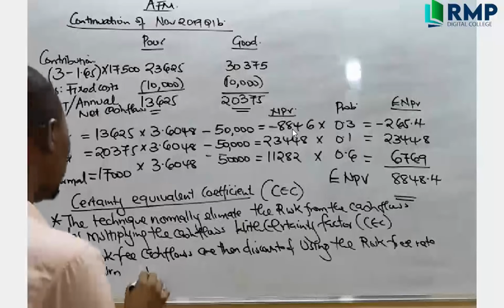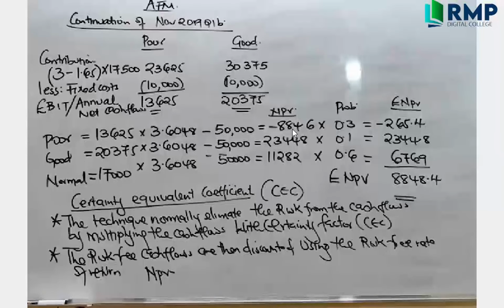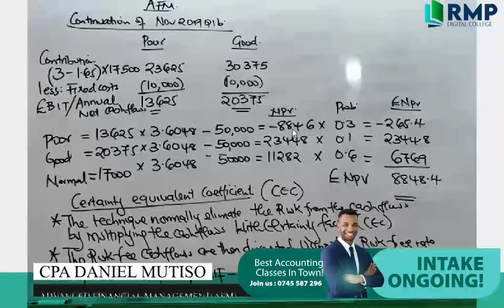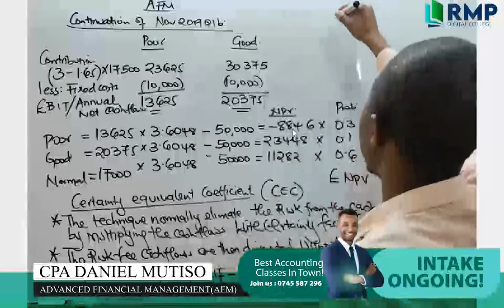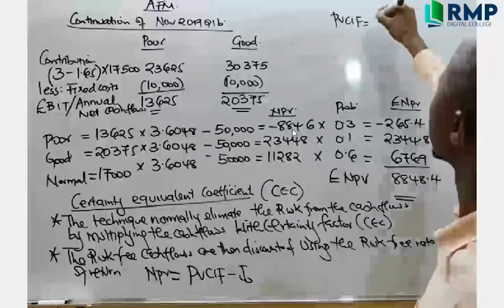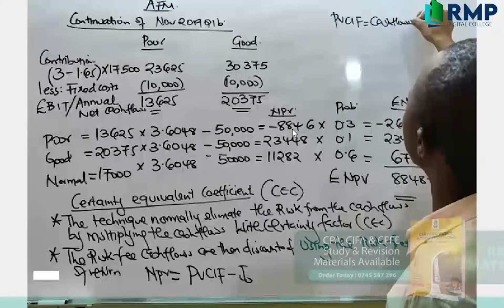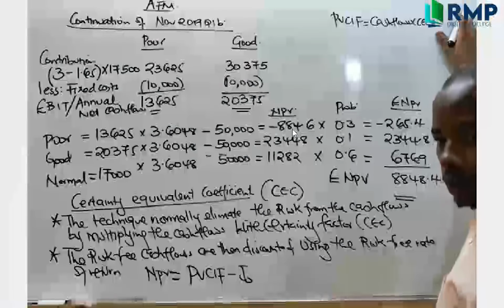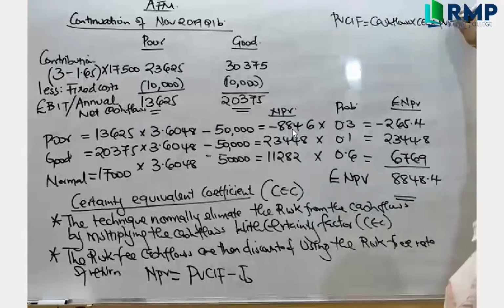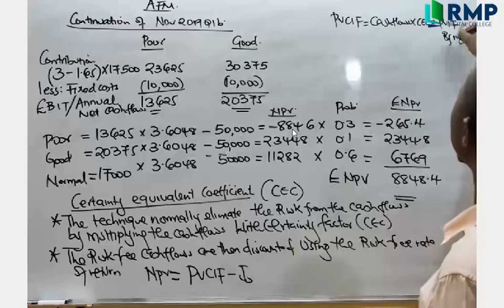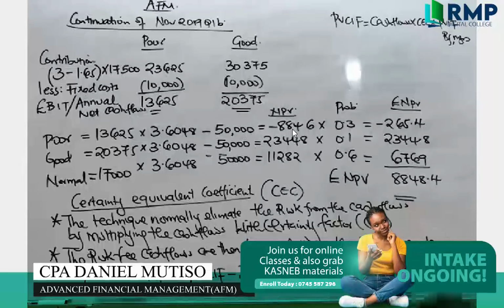So when you're computing the NPV, it doesn't have much difference, it is of a similar format. We normally take the present value of the cash inflow minus our initial outlay. How do we compute the present value of the cash inflow? We take the cash flows, multiply by the CEC, then multiply by the present value interest factor at the risk-free rate, as you are seeing here.